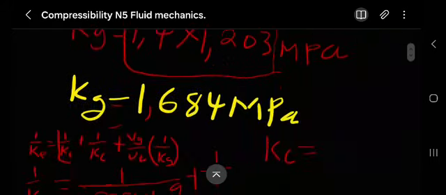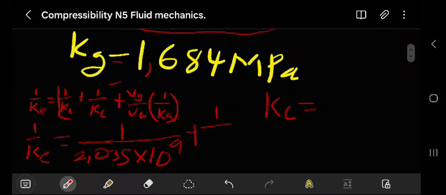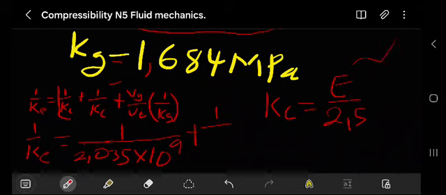Kc is equal to E over 3.25, or 2.5. This is the Young modulus of elasticity. If you did strength of material, you'll understand this, or if you take strength of material, you'll understand what is elasticity.